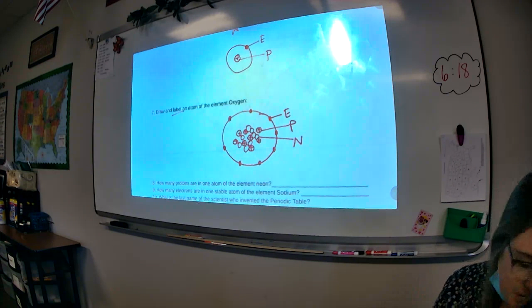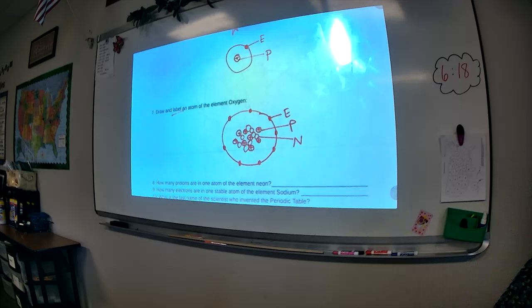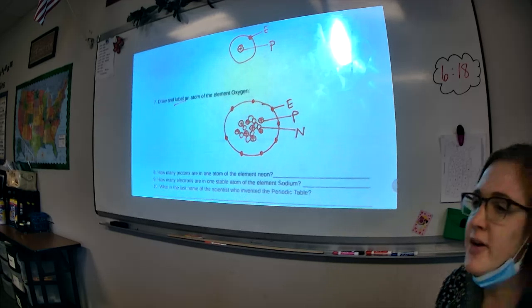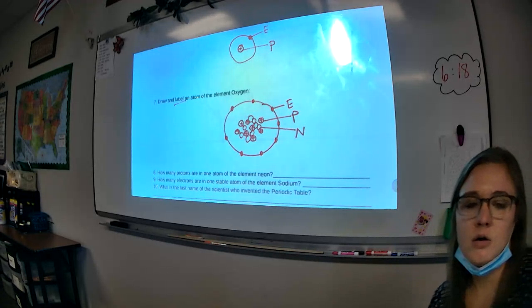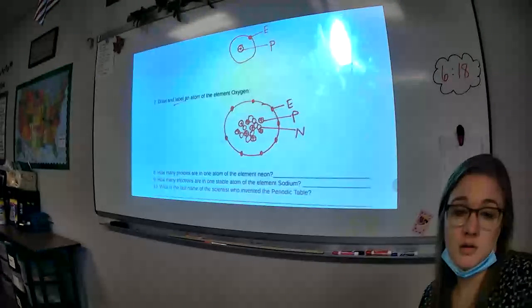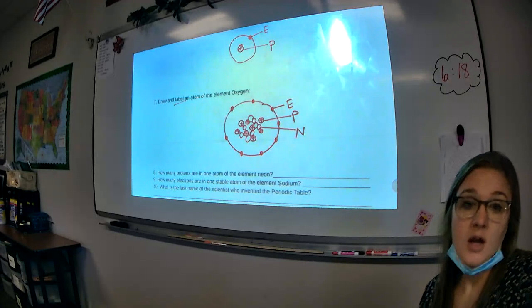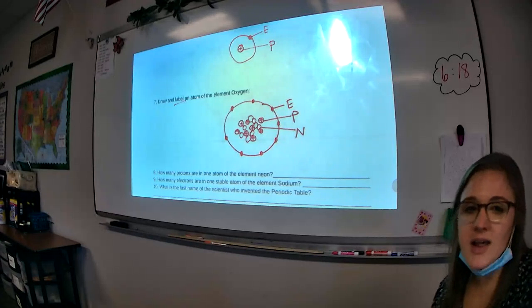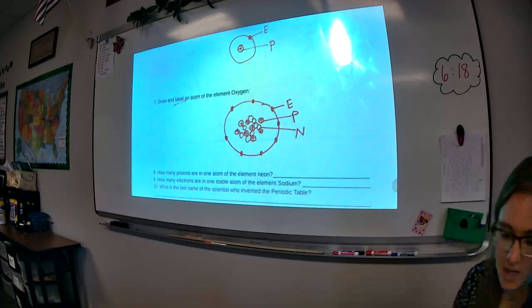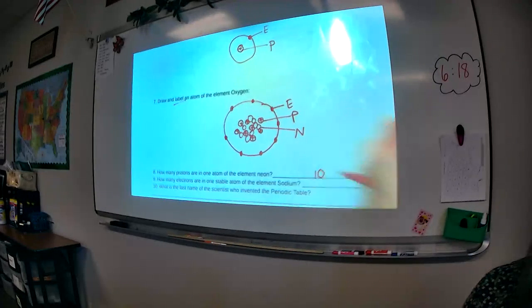So, how many protons are in one atom of the element neon? How do I figure that out? Manny? Good. You look for neon on the periodic table, and in the box for neon, it has an atomic number of 10, which tells me that it has 10 protons.